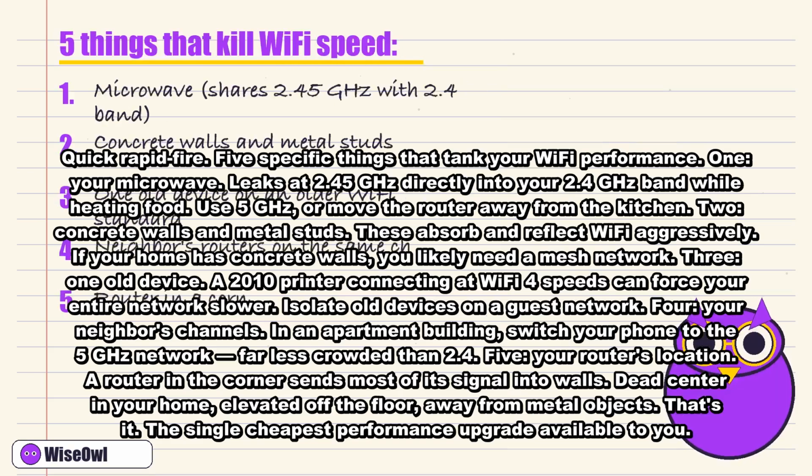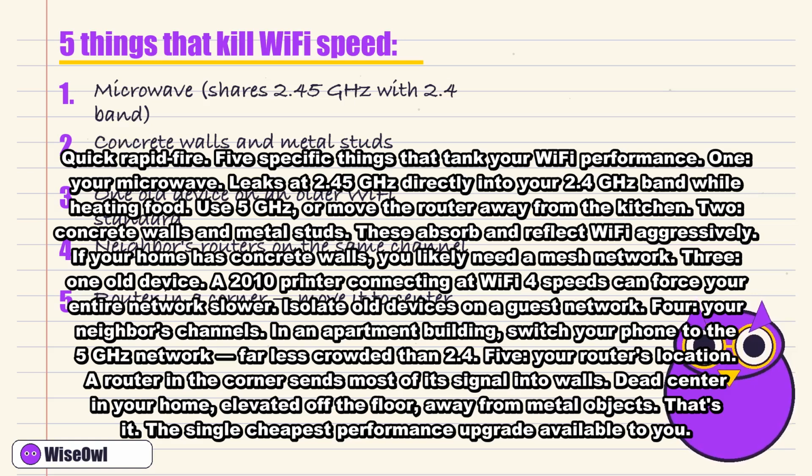Quick rapid fire. 5 specific things that tank your Wi-Fi performance. 1. Your microwave. Leaks at 2.45 GHz directly into your 2.4 GHz band while heating food. Use 5 GHz or move the router away from the kitchen. 2. Concrete walls and metal studs. These absorb and reflect Wi-Fi aggressively. If your home has concrete walls, you likely need a mesh network.